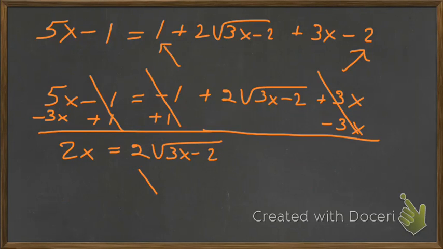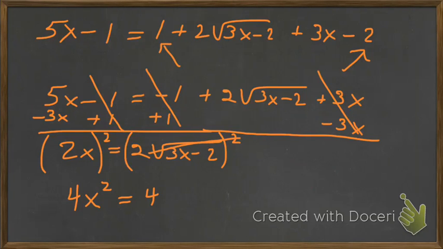We could undo that radical if we square both sides. Let's square the left-hand side. Let's square the right-hand side. 2x times 2x makes 4x squared. 2 squared is 4. When you square a square root, you set that 3x minus 2 free, but that 4 will be multiplied by the 3x and the minus 2. Okay, it appears that we will find 2 solutions. Let us distribute.